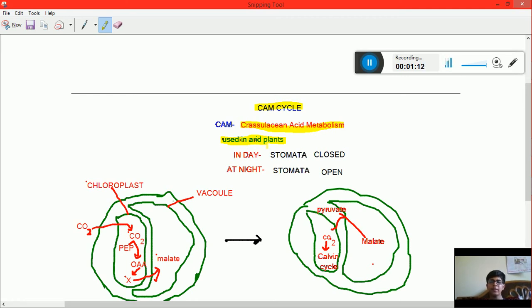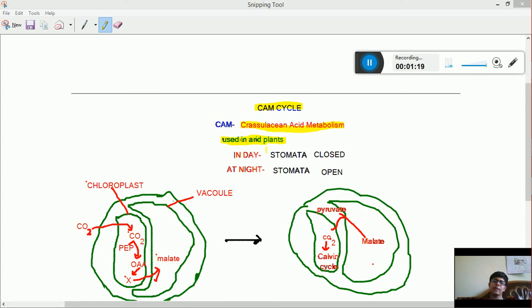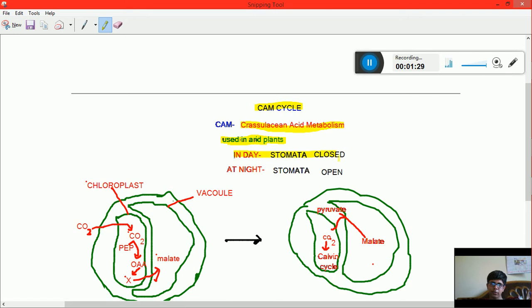For avoiding wastage of water, they need to keep their stomata closed during the daytime, because if they keep their stomata open, there will be a wastage of water. So during the daytime they keep the stomata closed so that there is no wastage of water. But at night they open their stomata, and at night the temperature is lower, so there is less wastage of water. If they opened in the day, there would be a lot of wastage of water, so they prefer to open their stomata at night.